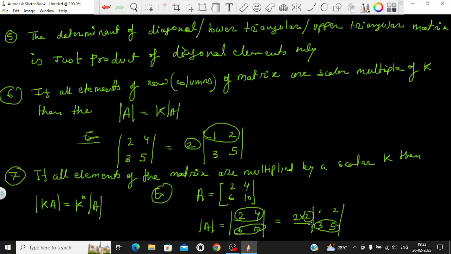So I took this in this way. So if you calculate 2 into 2, this 2 into 2 will be 4, and the determinant of 1 into 5 minus 3 into 2, so 3 into 2, if you calculate, you will get minus 1, so minus 4 overall. Okay, this is the seventh property.